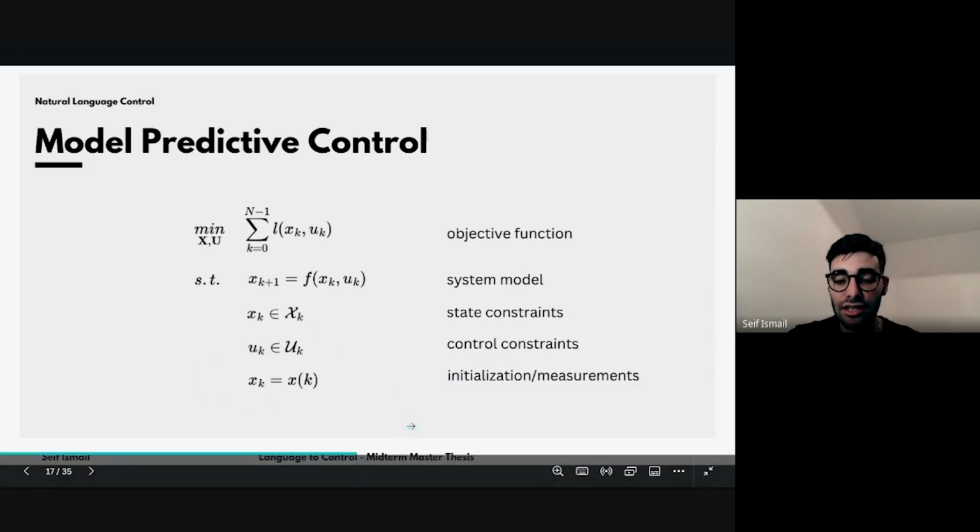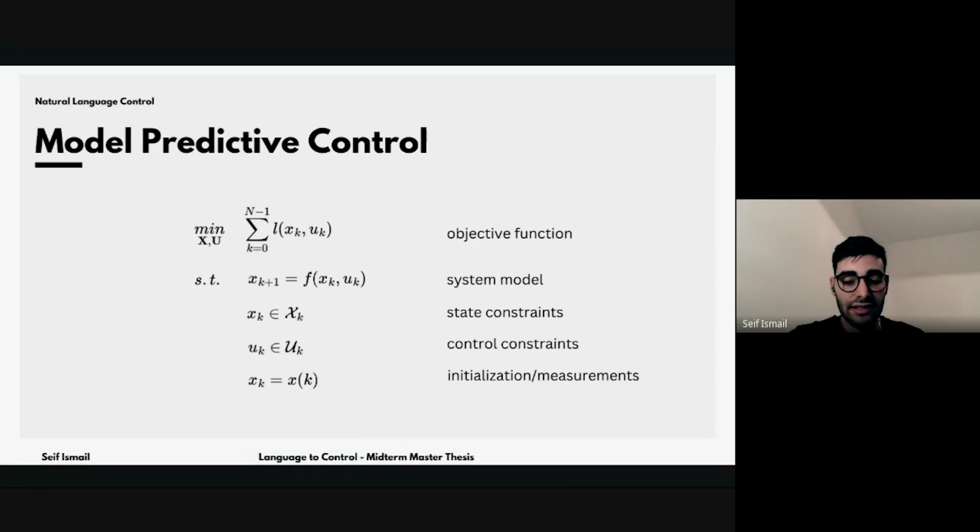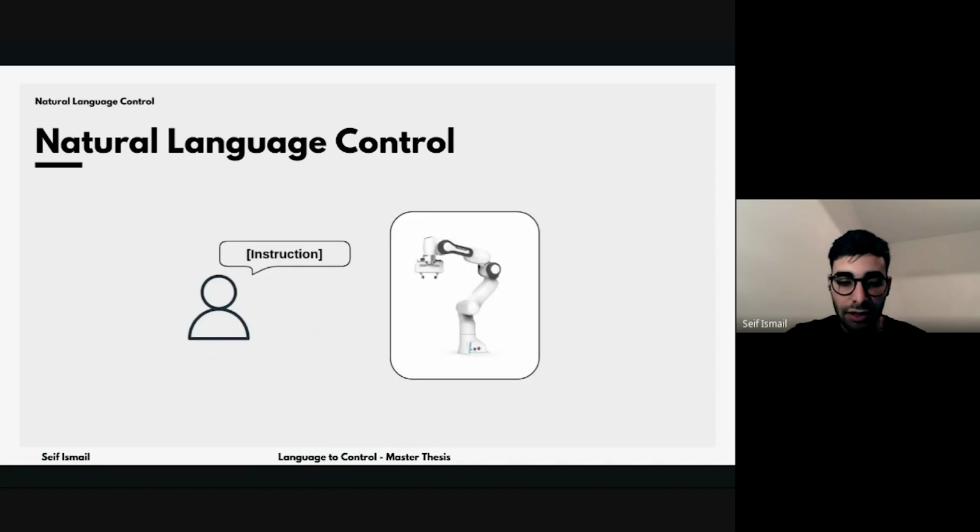And finally, you have what is called an initialization. If you remember what I said before, you take a plan, you do the first action, and then you reinitialize. Reinitializing essentially means, okay, I look at the measurements of the current state of my robot, and then I start replanning from there.